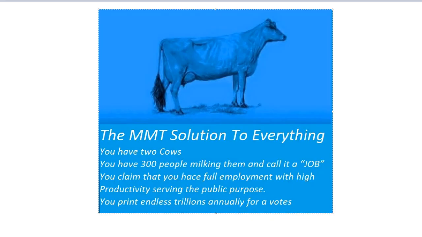Which brings me to the golden MMT cow. What's the golden MMT cow? Well, the MMT solution to everything: you have two cows. You have 300 people milking those cows. You call it a job. You claim that you're at full employment, high productivity, serving the public purpose. And then you print an endless amount of trillions of dollars annually. You get votes. You get into a position of political power. And everything is going to be all right. Everything's going to be fine. Everything is going to be beautiful. And we're going to cure poverty and get free this and free that.